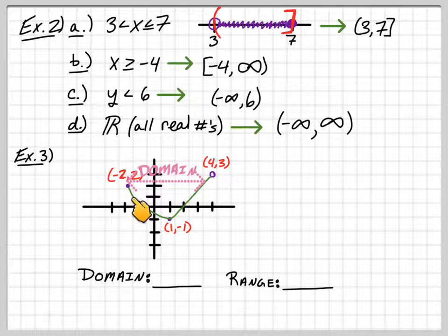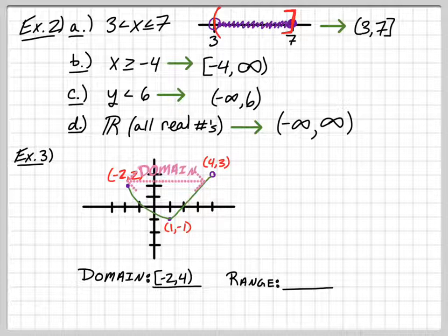It's just a question of, is it open or closed brackets? Well, since the -2 is included, it's closed. Since the 4 is not included, it's open. So that's how I visualize domain. It's just how far are we across the x-axis.